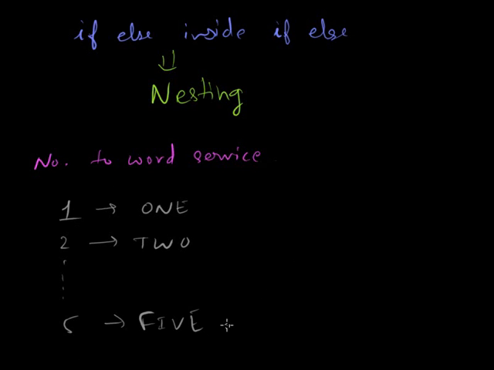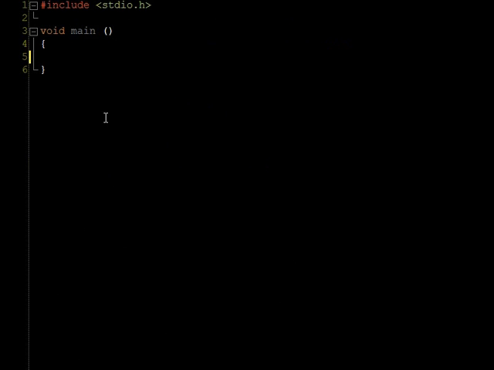Let us now go back to writing this program. Let's write this program actually. So as this is the compiler window, remember that we have #include <stdio.h>, then we have void main. Now inside this we start writing our program. First of all, we'll title our program. Let's say we'll print number to word service.